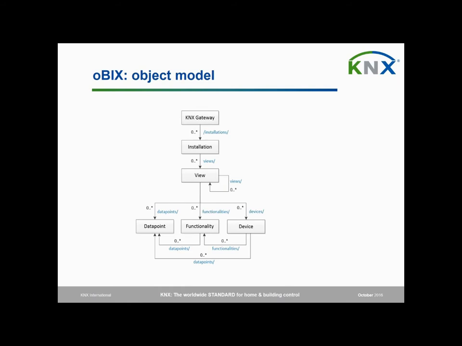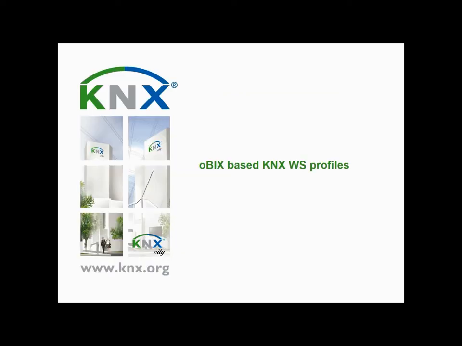So, looking at the OBIX object model, we see the following picture. It all starts from the top here, with the identification of the KNX gateway. So that's an IP address. Within this gateway, a number of installations can be covered. And within each such installation, there are a number of views. These views are called the data point view, the functionality view, and the device view. And all these views are interlinked, so to say. So this is the object model that we will use for a KNX WS gateway, which is based on the OBIX standard.